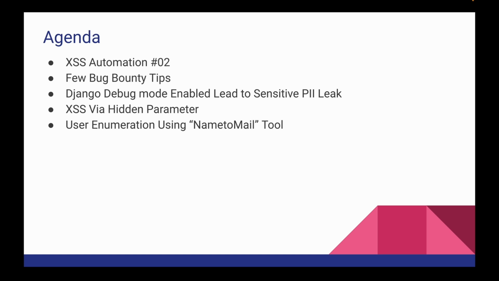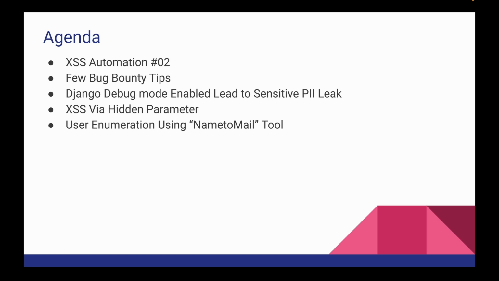And in the last, we're going to discuss how to exploit user enumeration vulnerabilities, even though user enumeration is set as out of scope in the target scope in HackerOne or Bugcrowd. You can use a tool called NametoMail. By using this, you can show the actual impact of the user enumeration vulnerability to the target program owners, and you can get a bounty from there as well. Yeah, so let's get into the topic.